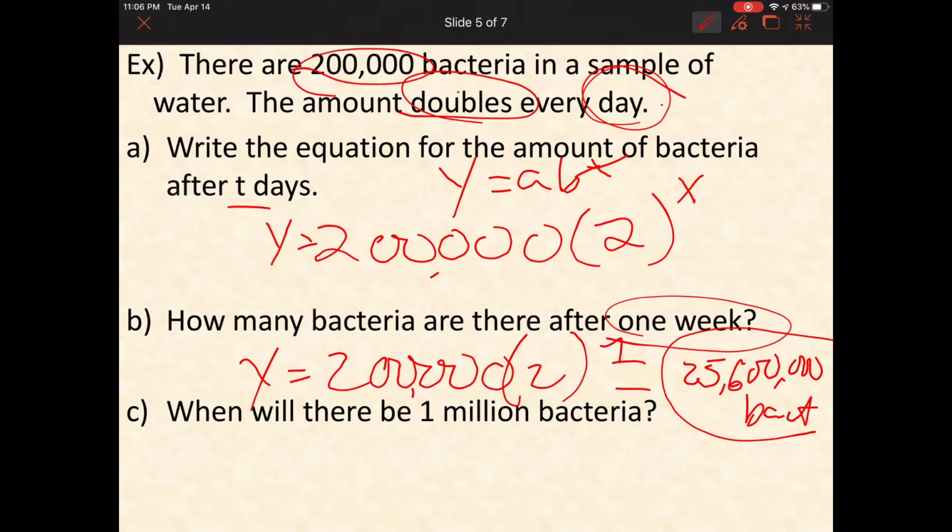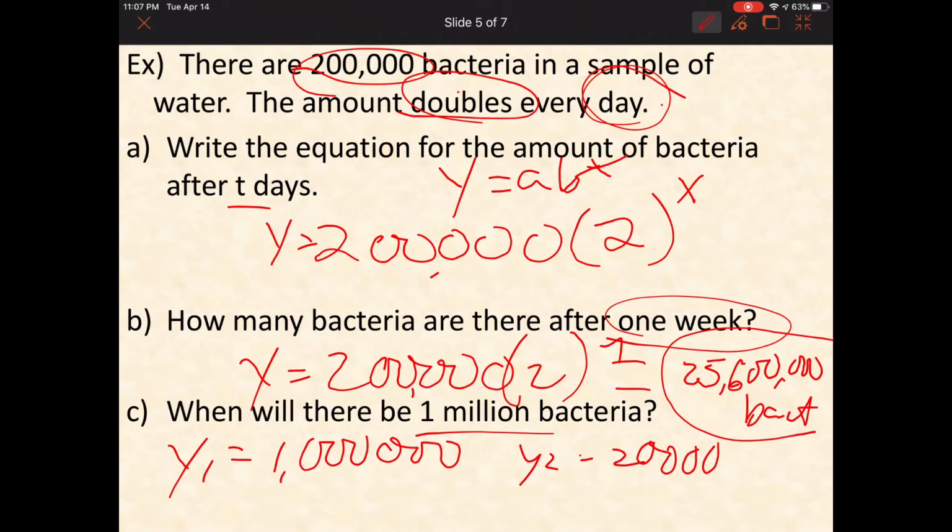All right, when will there be 1 million bacteria? All right, so Y1 is going to be 1 million. Y2 is going to be 200,000 times 2 to the x. But to save ourselves a lot of time, what we can do is divide this by 200,000, right? So if we divide the 1 million by 200,000, we'll get y1 equals 2 to the x.